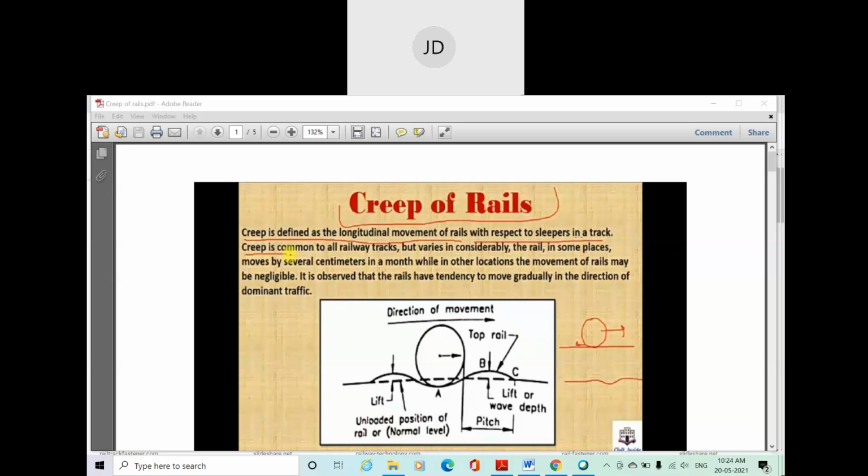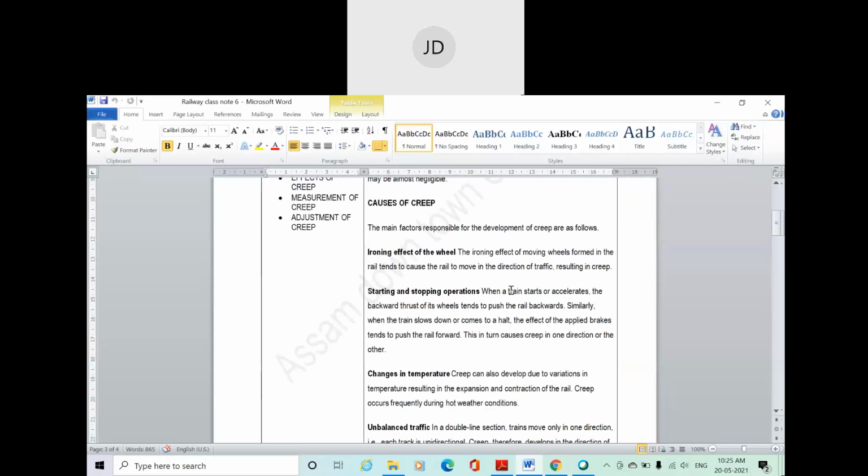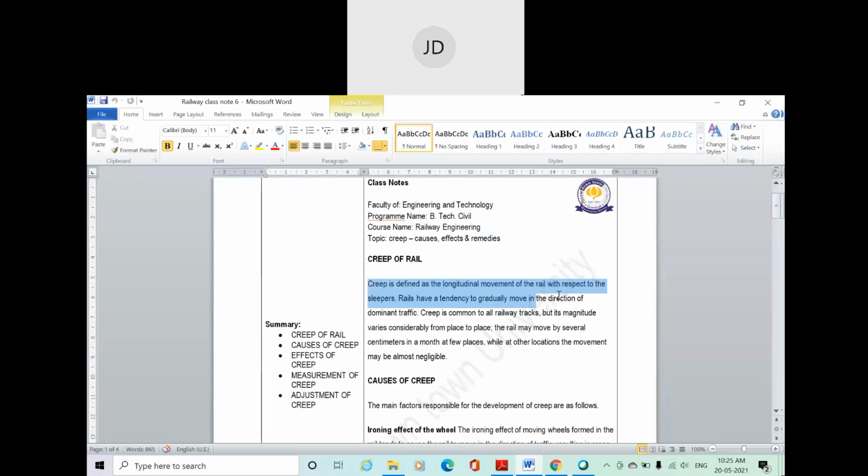the type of the railway track, like the track gauge, or atmospheric condition, and the traffic volume. And the creep will be more in a particular direction where the dominant traffic is. That means in a particular direction where traffic is high, along that direction, the creep will occur. So basically, creep is defined as a longitudinal movement of rail with respect to the sleeper.